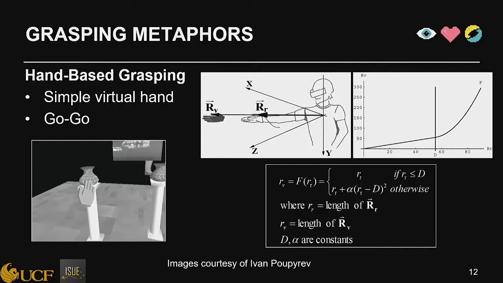But then when I surpass that, then my hand exponentially goes farther out into the environment to be able to select anything in the room. All right, and it uses an exponential function in order to do that. And you can see the math that describes that, and also the graph there that shows once we hit our threshold D, we start to increase the distance of the hand moving out in space.